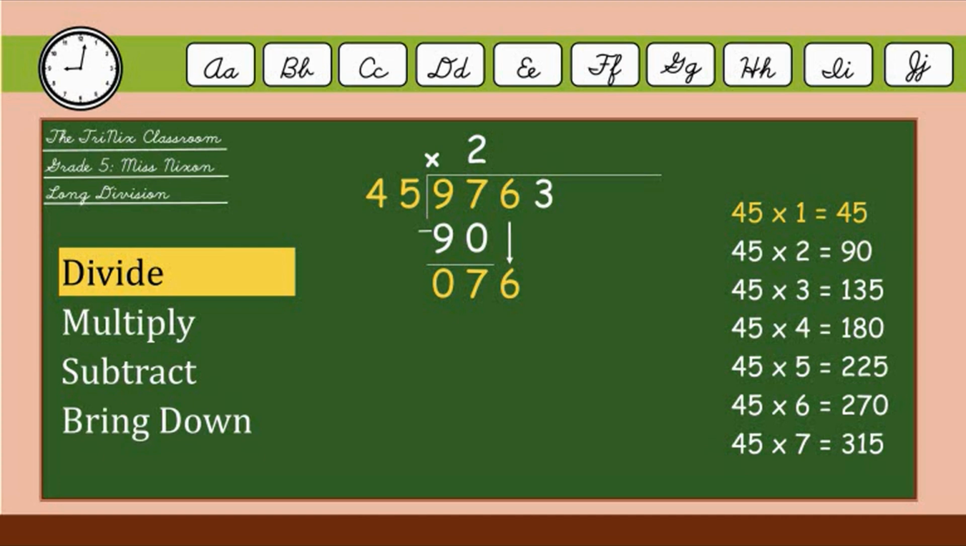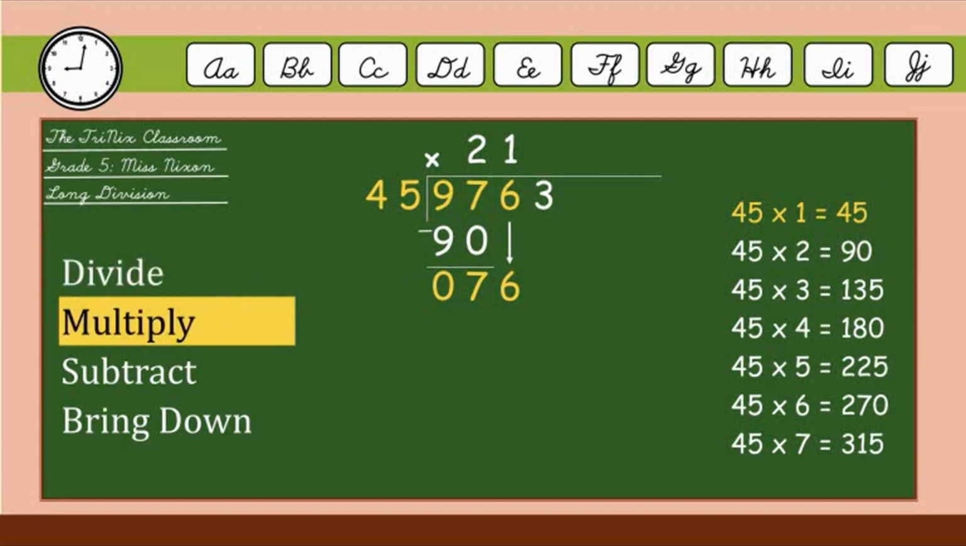Because 45 is the closest multiple to 76 without going over, we can determine that 45 can go into 76 only once. We place our 1 above the line and move on to the next step. Next, we will multiply 45 times the 1 we just placed above the line. 45 times 1 equals 45. We place our answer below the line and move on to the next step.